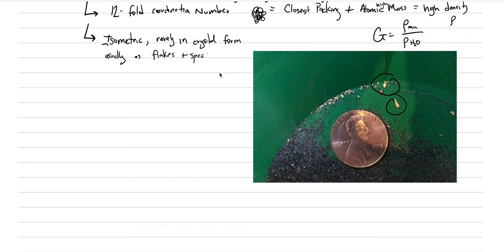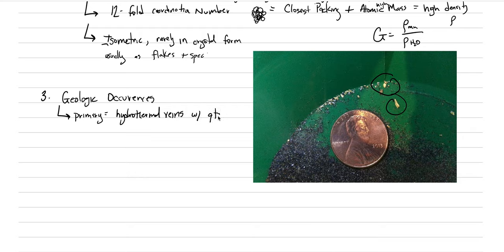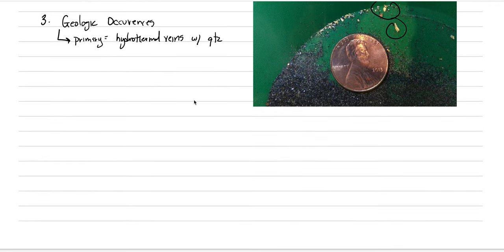What that's leading us to now is to talk about the geologic occurrence of gold. So our next heading is going to be a big three, and we're going to have this be geologic occurrence. In my opinion, this is the most interesting thing to talk about with every mineral as we go through systematic mineralogy. Gold occurs in two different ways. Primary, it occurs in hydrothermal veins with quartz.